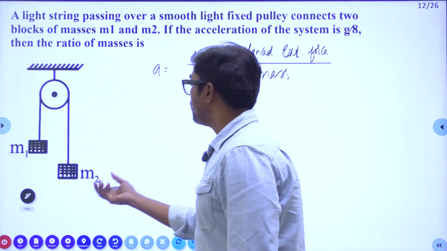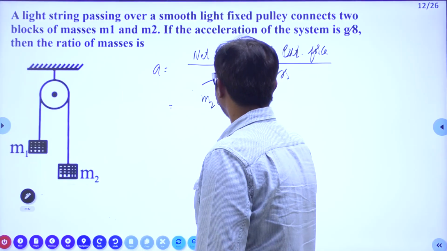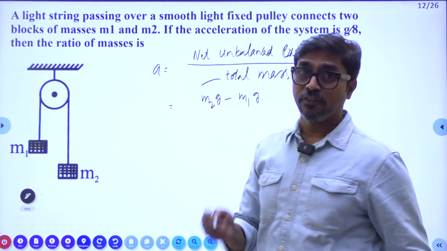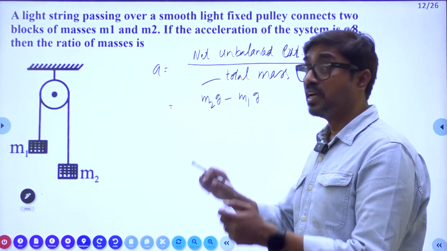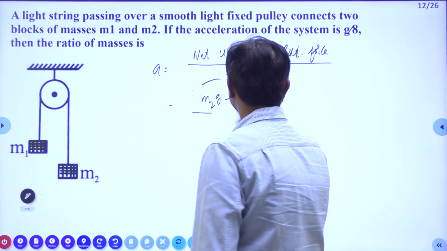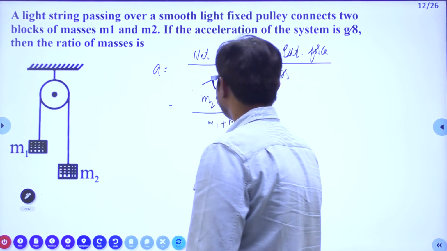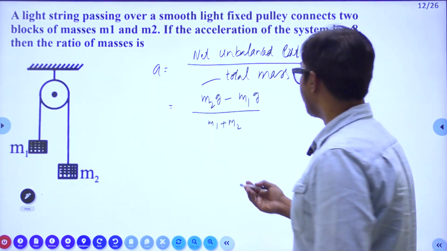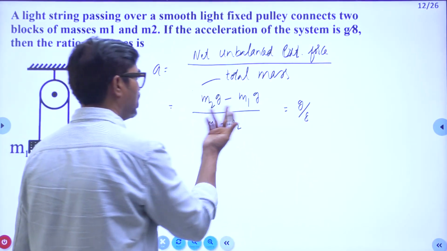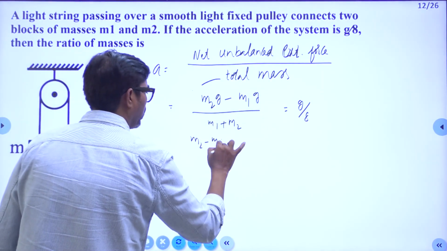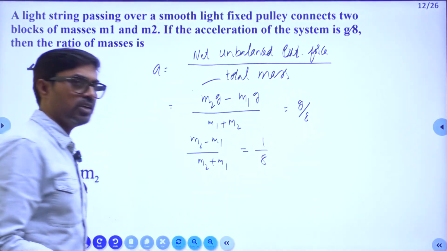But net unbalanced force, assuming that m2 is more, becomes m2g minus m1g. That is the unbalanced force. If m1 and m2 are equal, it is not going to accelerate. That excess weight that you are getting is going to produce unbalanced torque. Divided by radius will give you unbalanced force. What is the total mass? m1 plus m2. That is going to be the acceleration, and that acceleration they had given as g by 8. That means m2 minus m1 divided by m2 plus m1 equal to 1 by 8. That is all you have.